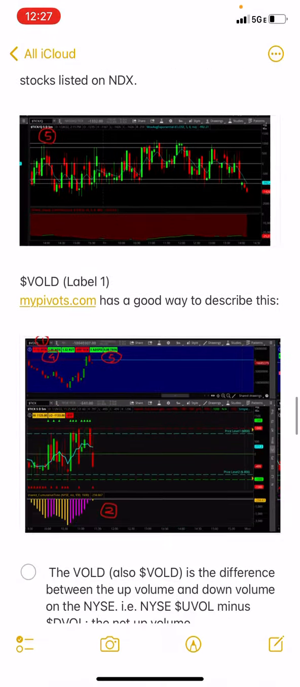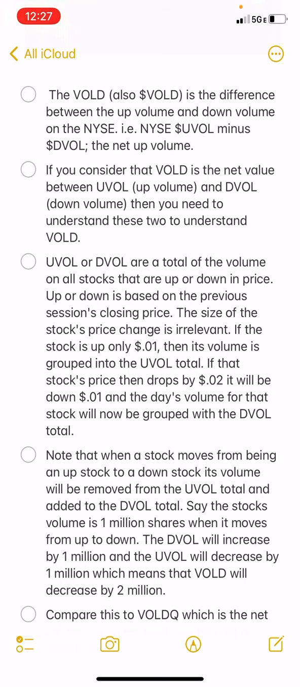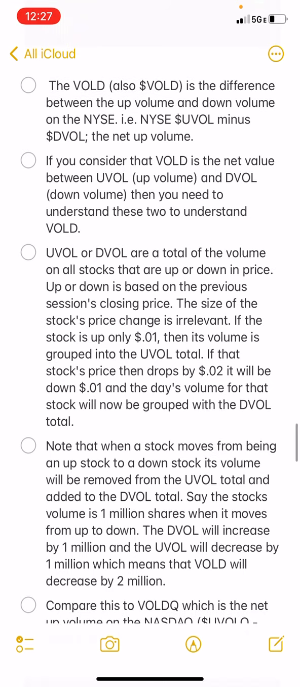VOLD, okay. So here's a little snapshot of that. VOLD is the difference between the up volume and the down volume on the New York Stock Exchange. So it's UVOL minus DVOL, the net up volume, okay? If you consider that VOLD is the net value between UVOL and DVOL, then you need to understand these two to understand VOLD, right? UVOL and DVOL are the total of the volume on all stocks that are up or down in price, okay? So UVOL, up volume, DVOL, down volume, right?